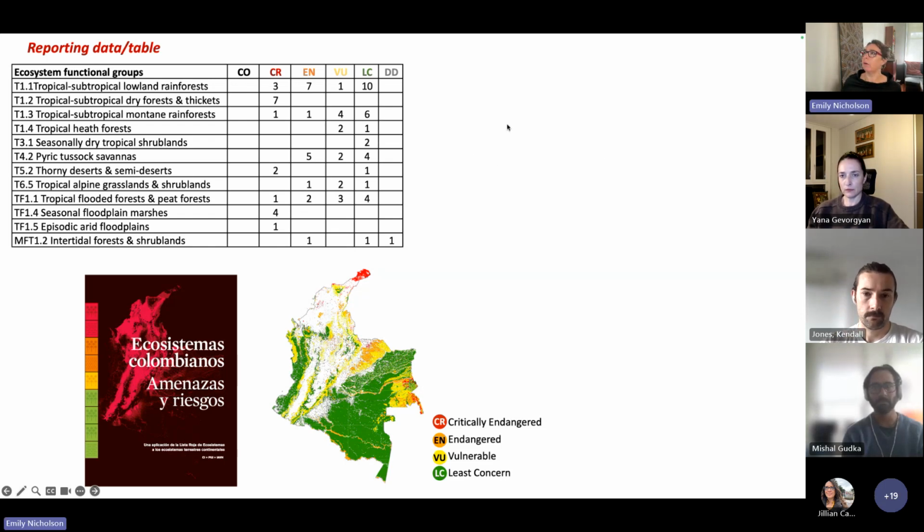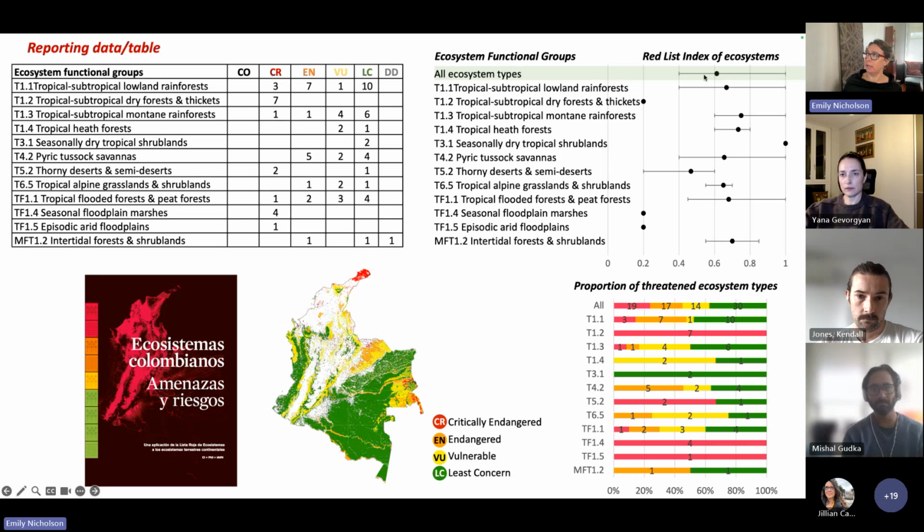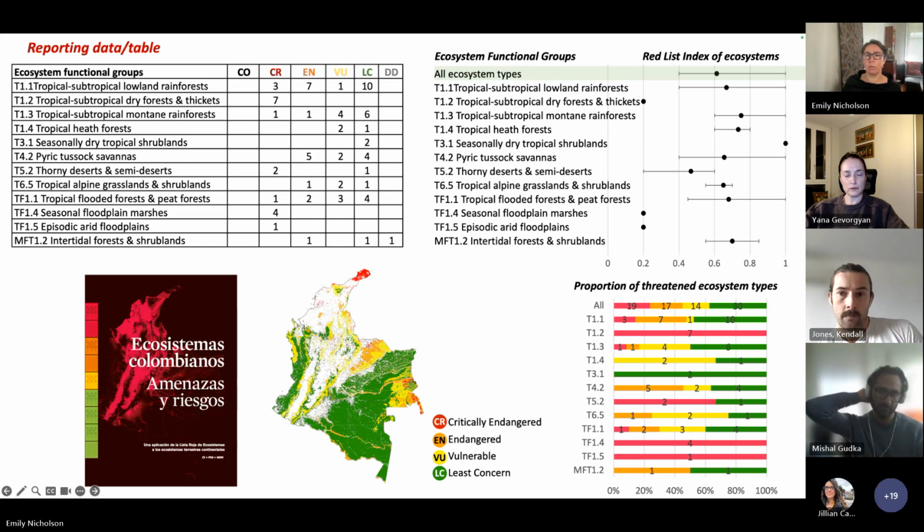From these data, we can also calculate the Red List index values here. So we have an overall Red List index value for all ecosystem types, and then for each ecosystem functional group as well. This can also be shown in a graphical form as a sort of summary statistic that can support analysis. And what this shows us is not just the overall risk category, but we can understand how different groups of ecosystem have different threat patterns.